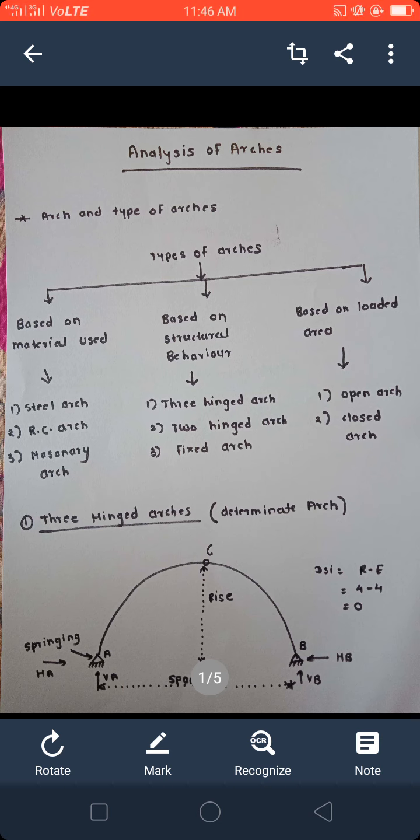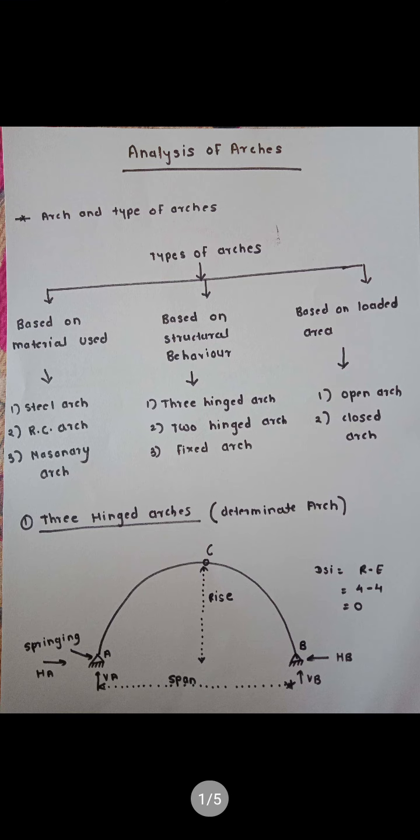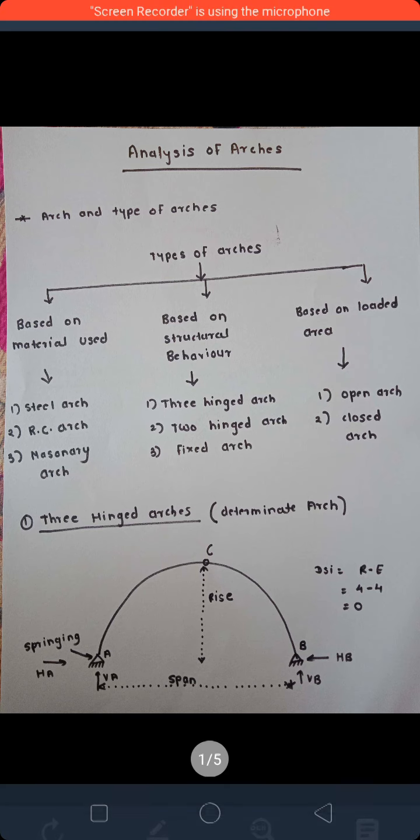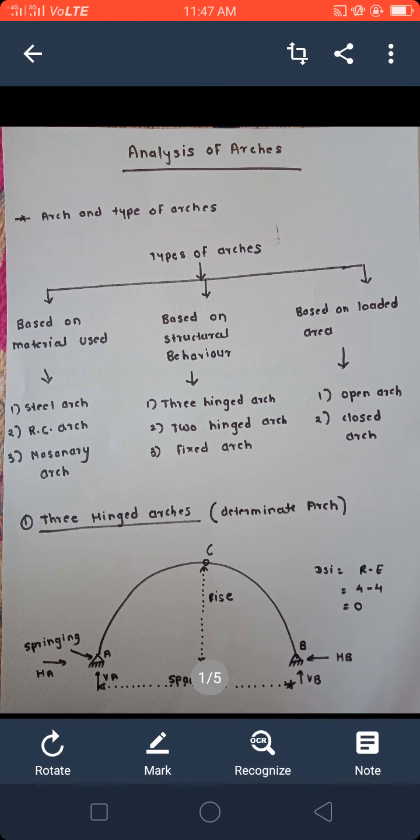So basically, what do we mean by arch? An arch is a curved beam in which horizontal movement at a support is wholly or partially prevented. Hence there will be a horizontal thrust induced at the supports. The shape of an arch does not change with loading and therefore some bending may occur. Arches can be used to reduce the bending moments in long span structures.